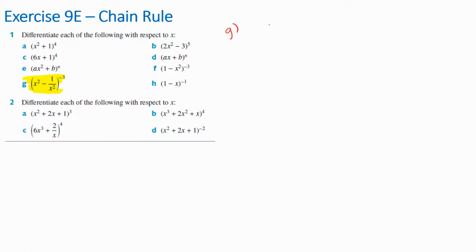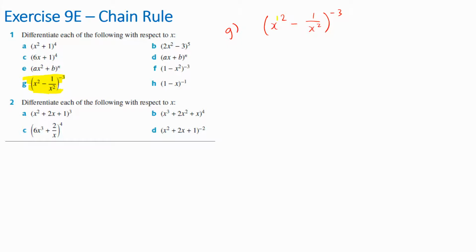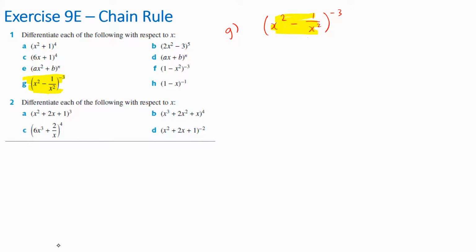We're going to look at it, we're going to say, alright, that's x squared minus 1 on x squared, fraction, all to the power of negative 3, right? Nothing too hard here. Same thing again. You've got two functions. Okay, you've got an inside function and you've got an outside function. Now, I don't like the inside function because it makes it hard. So I'm going to call that a third variable. I'm going to replace that and call that a third variable. Let's call it u.